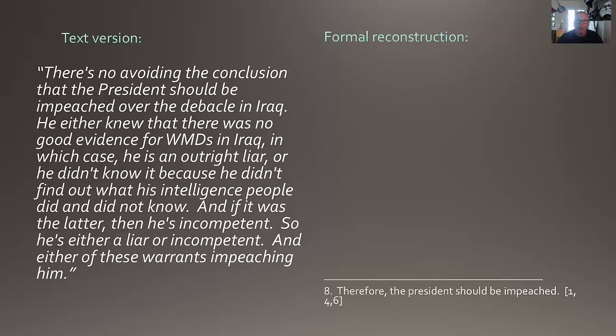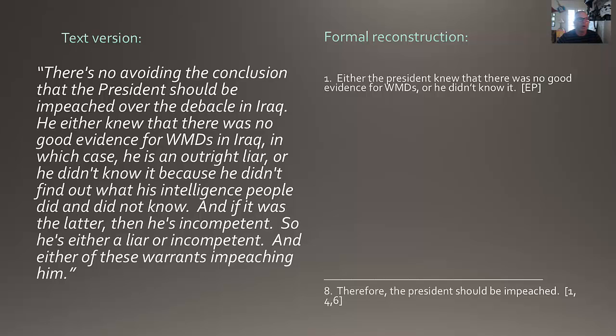Okay, so we've got the conclusion in the very first line, and then we've got a whole bunch of claims being made about why the president should be impeached. One thing you ought to notice here is that one way to deal with these longer arguments is to break them into pieces and see the big macro logical structure. And in this case, the giveaway is this either-or sentence. So he either knew that there was no good evidence for weapons, or he didn't know. He knew it or he didn't know.